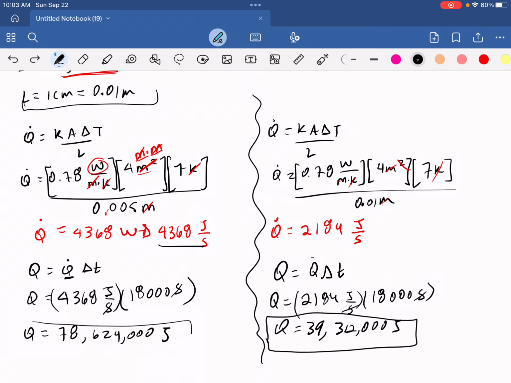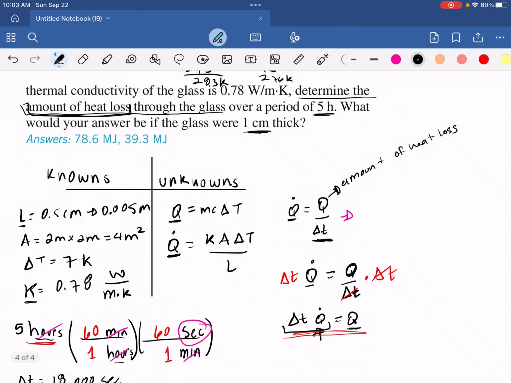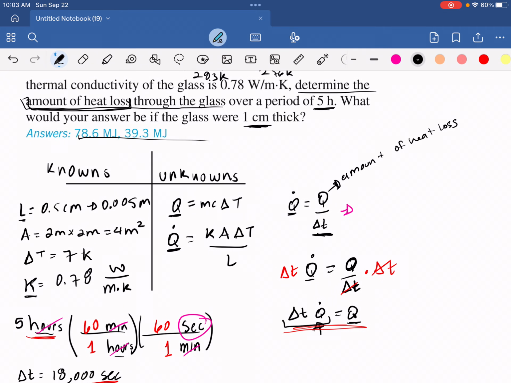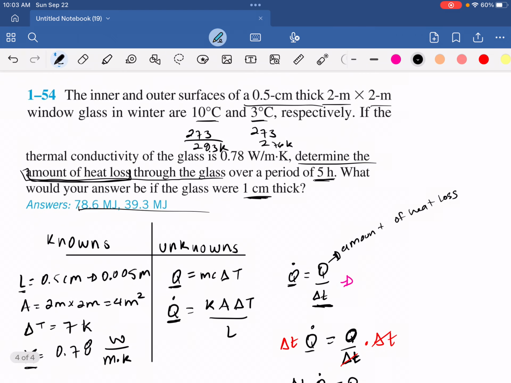So those are going to be your answers. Work it out a couple of times. Make sure you understand it. Make sure you know what you're doing. I think it was pretty straightforward. There it is. You have the answers right there to double check. All right, that's all.